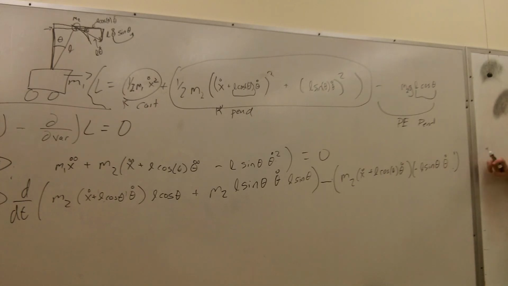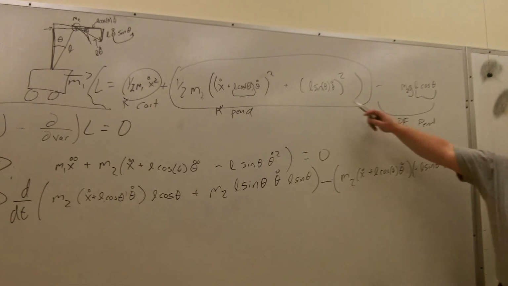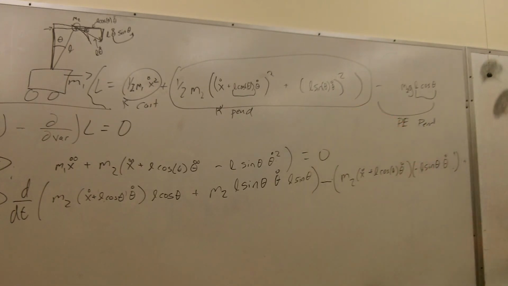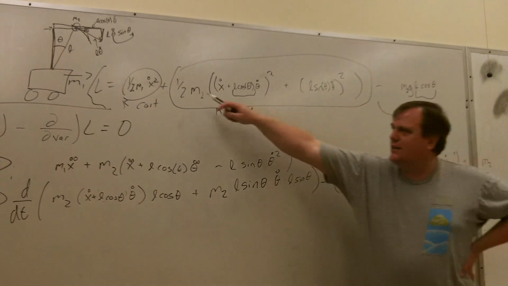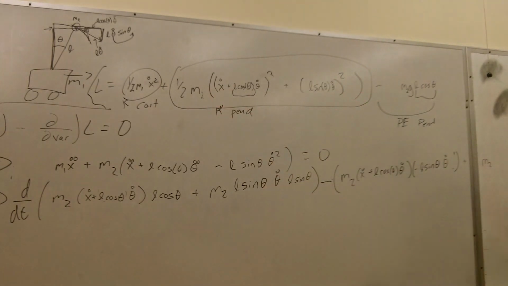So you ought to be able to do the second one for me. What would that be? The second one is this term. Sine to cosine's not a negative, so just M2. Don't forget, this multiplies that, right? L cosine theta.